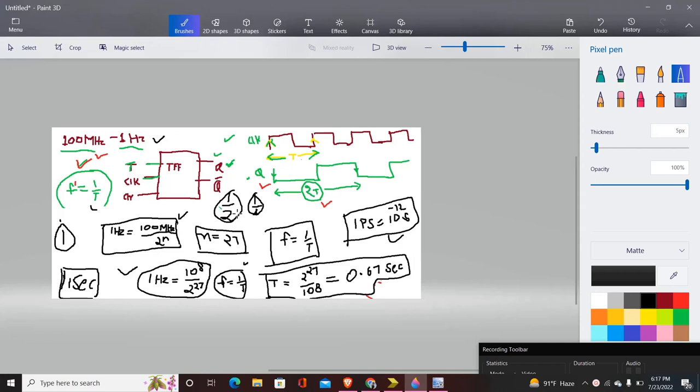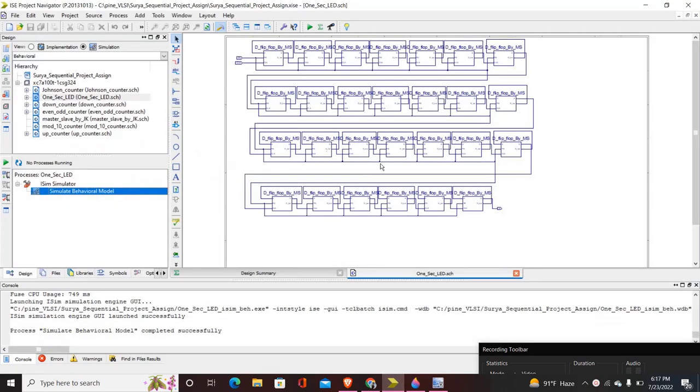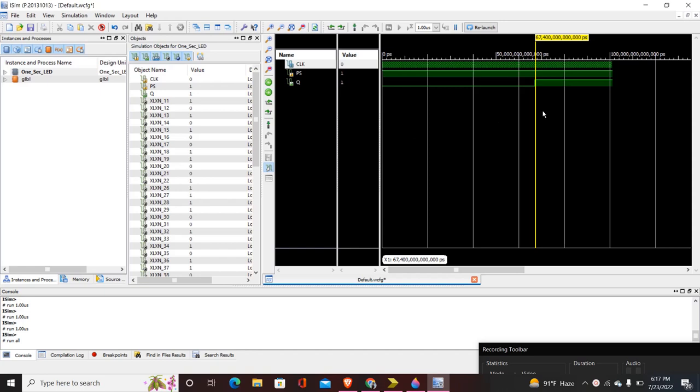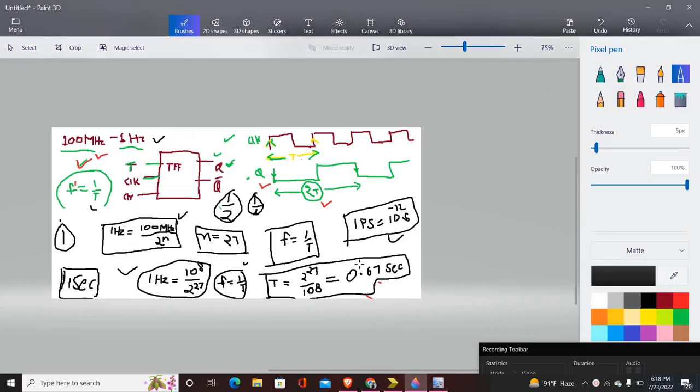Basically we just clarified that. The value of n, calculated with the help of this equation, is equal to 27. So we need 27 flip-flops for this conversion, and I created the combination of 27 flip-flops. After that I came to the simulator, and here we can see that the output goes high at 67. So f equals 1/T, and T is 2 to the power 27 upon 10 to the power 8, so it is 0.67 second.